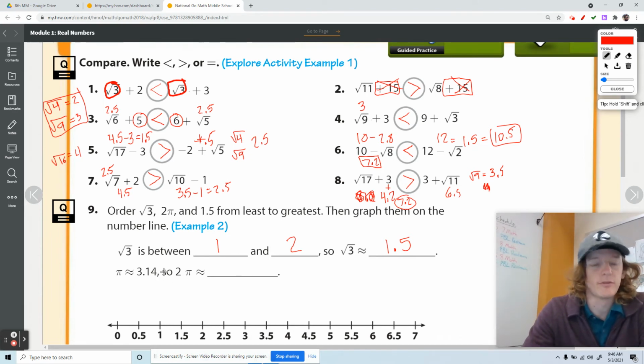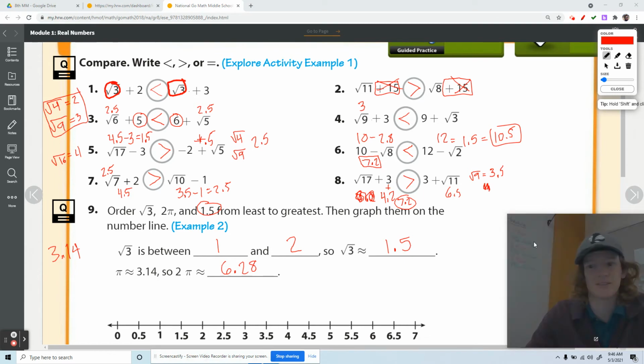Pi is 3.14, so 2 pi is approximately 6.28, because that's what 3.14 times 2 is. So the square root of 3 is between, I guess we have a 1.5, so let's see if it needs to be bigger or smaller.